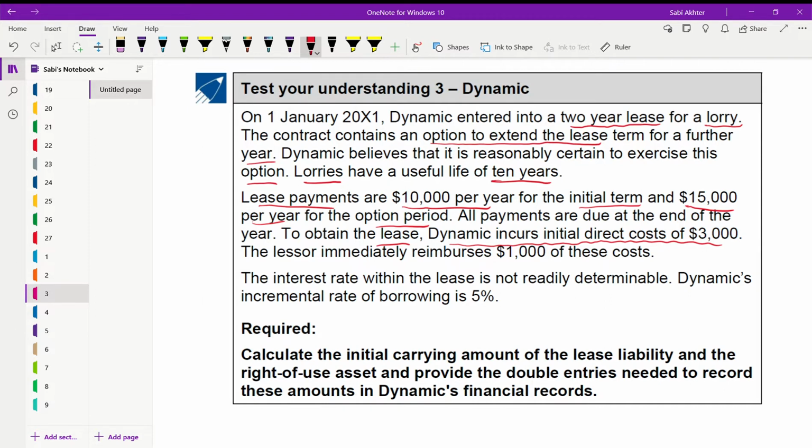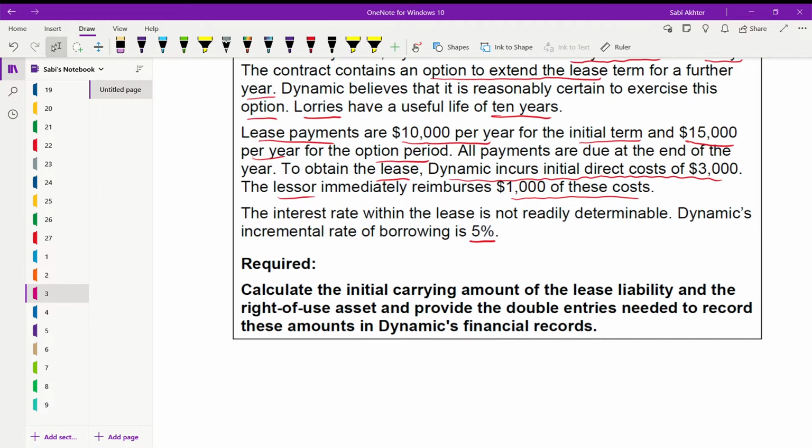Because there's a cost to the lessee, what does the lessor do? They give this 1,000 to the lessee. The interest rate within the lease is not readily determinable, so you cannot get the interest. Dynamics' incremental rate of borrowing is 5%. You can use this 5% to discount.